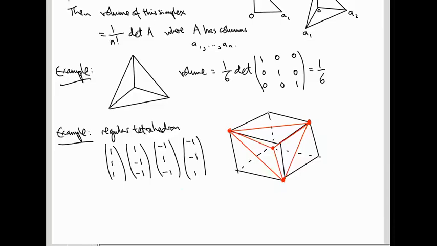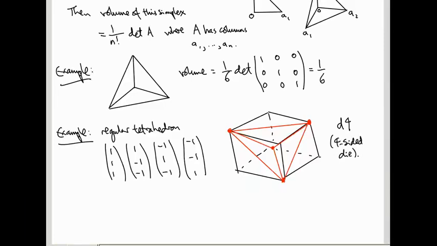So this tetrahedron has a name. If you're a Dungeons & Dragons fan, this is called a D4, a four-sided die.